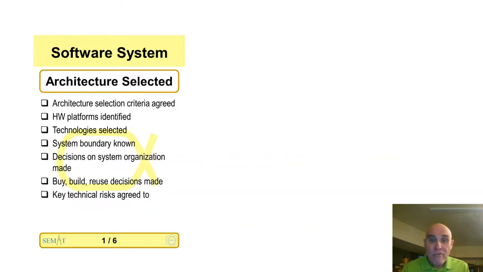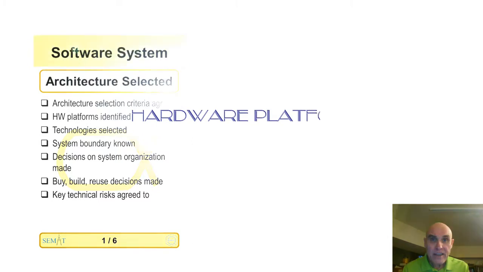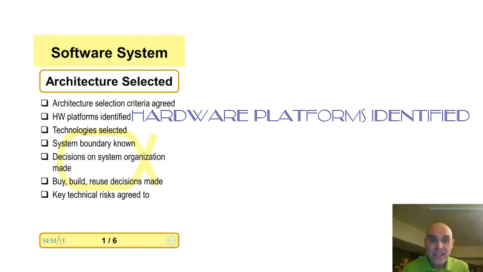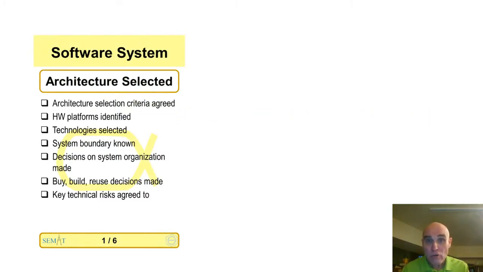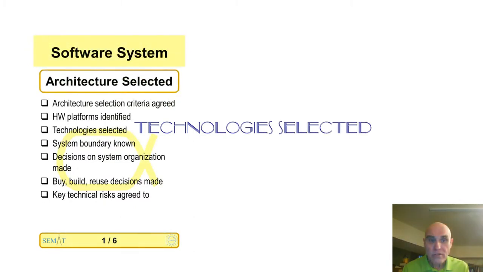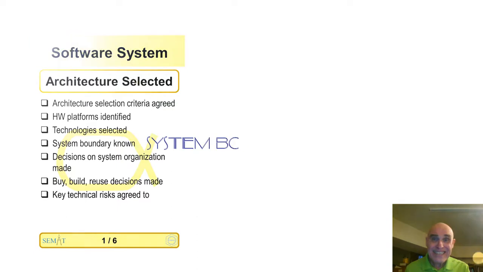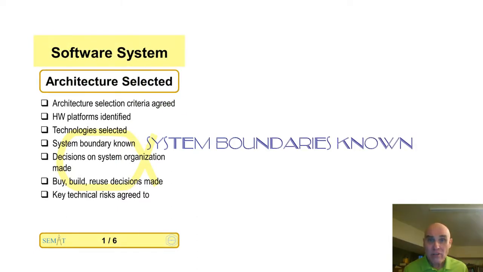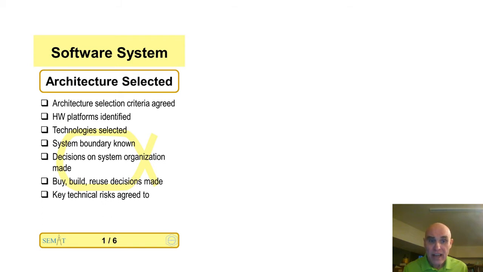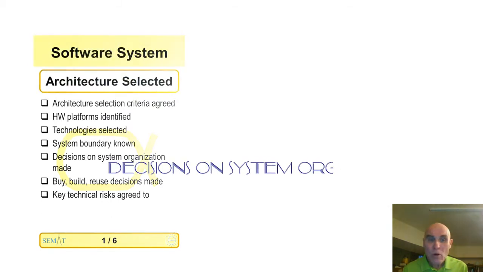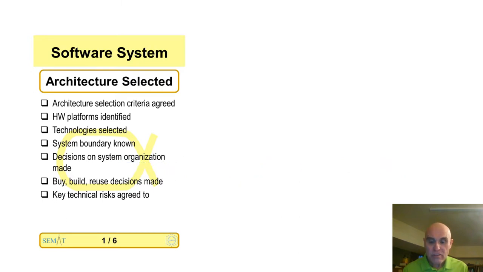I then turned my attention to the Essence model, and I found 5 concrete examples of those structural choices. Hardware platforms identified, technologies selected, that would include programming languages and tools. System boundary known, that would include both what is inside the system and what is outside and what needs to be interfaced to on the outside. Decisions on system organization, buy, build, reuse decisions.